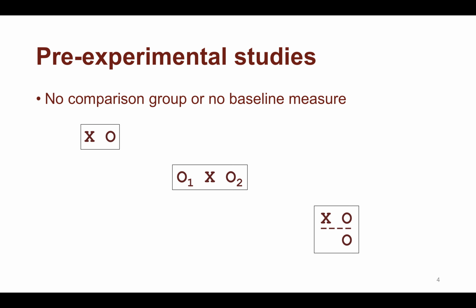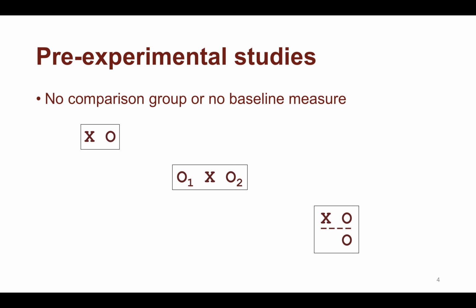And in the third example on the right-hand side, there is a comparison group. So there's basically like a control group here in the bottom row. But because of the dotted line, that's indicating that we haven't done random assignment, we don't know if these two groups were the same from the beginning, and we haven't taken a pre-observation to basically be able to test whether the groups were the same in terms of the dependent variable before the study began, before the experimental condition X was introduced.